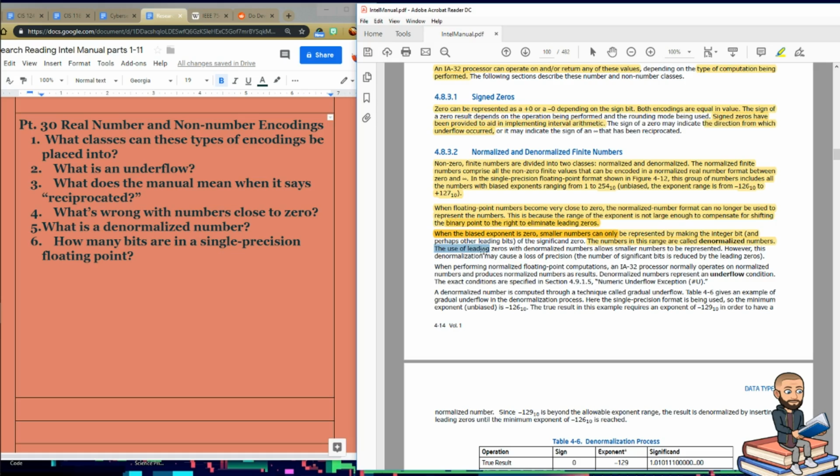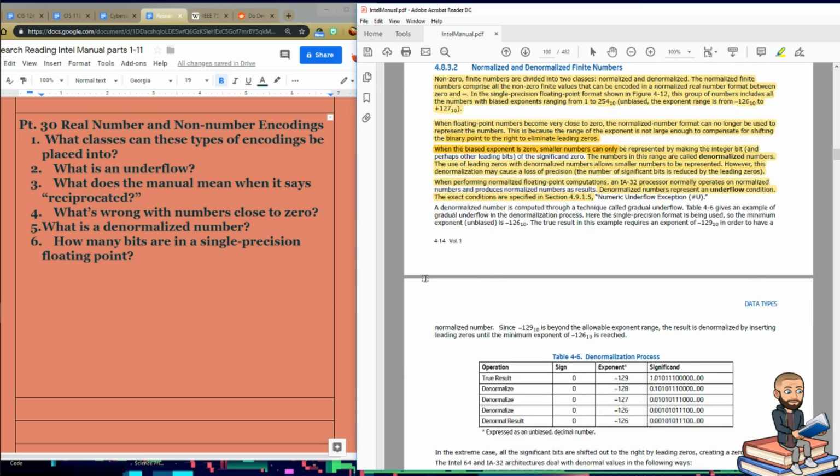Now, the use of leading zeros with denormalized numbers allows smaller numbers to be represented. However, this denormalization may cause a loss of precision. Oh, cool, I just said that. The number of significant bits is reduced by the leading zeros. Now, when performing normalized floating point computations in the IA32 processor, this processor normally operates on normalized numbers and produces normalized numbers as a result. Denormalized numbers represent an underflow condition. The exact conditions are specified in section 4.9, so we haven't gotten there yet.